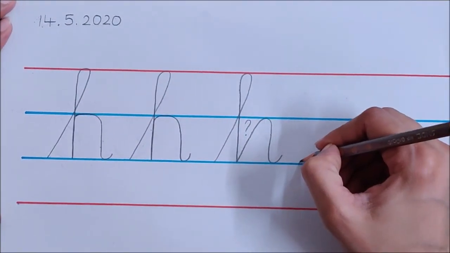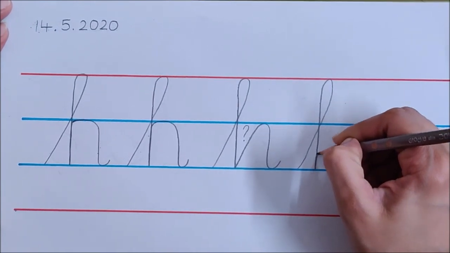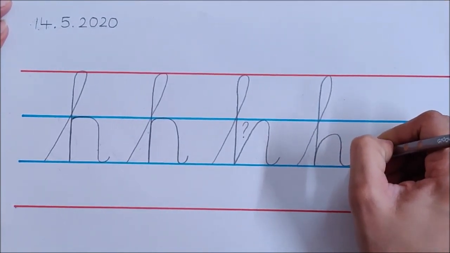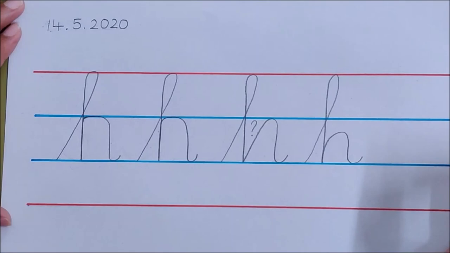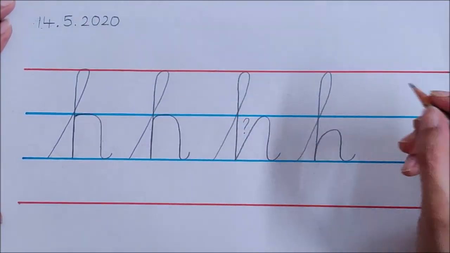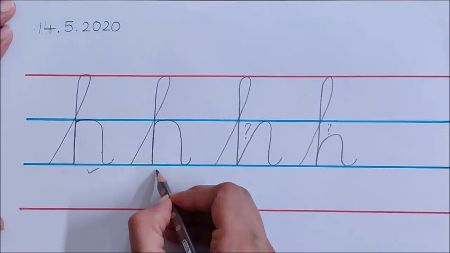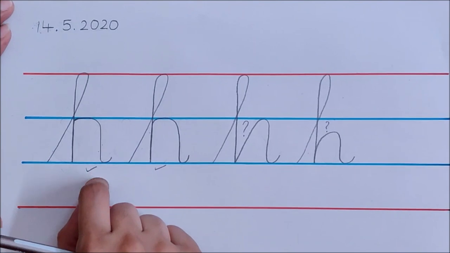And also don't write H like this. What is wrong here, children? You have not touched the upper blue line. That is why it is not correct. The correct formation of letter H is this. Okay, children.